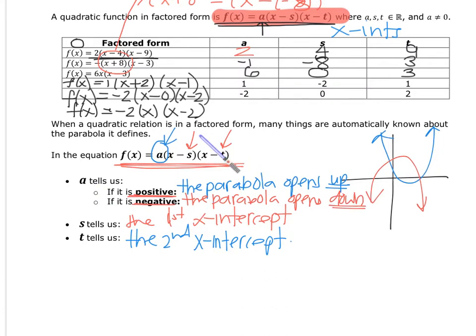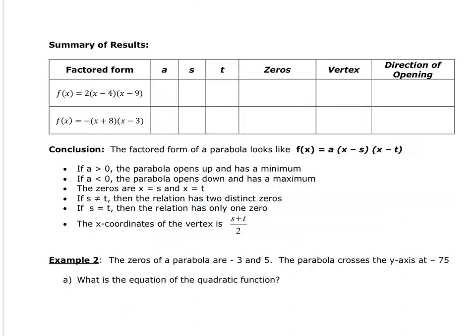All right, so we got our three letters down. When A is positive, we know the parabola is going to open up, and when it's negative, it's going to open down. We know what S is. S is the x-intercepts. We have all these different techniques for being able to find it. And T is the other x-intercept. Are we ready to move on? I think you are saying yes. So go on to the next bit over.